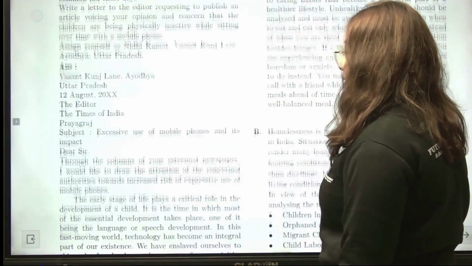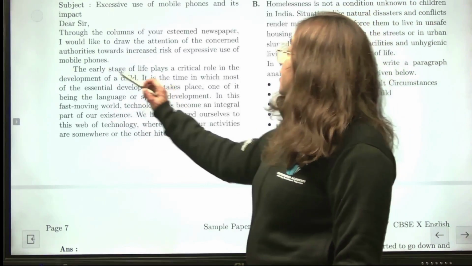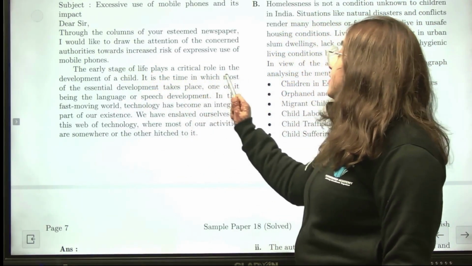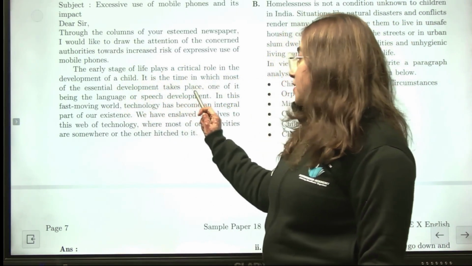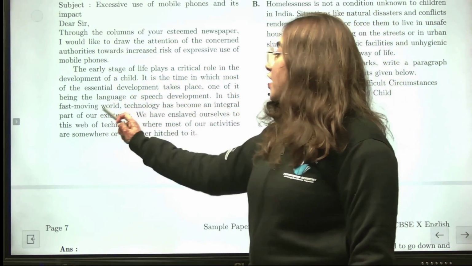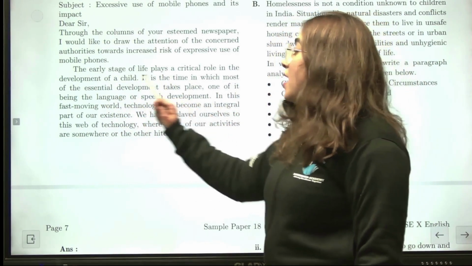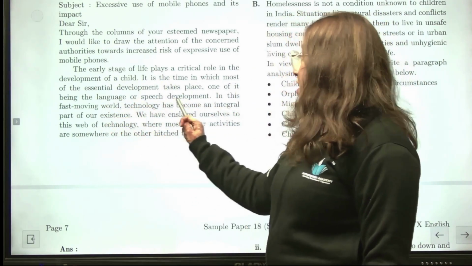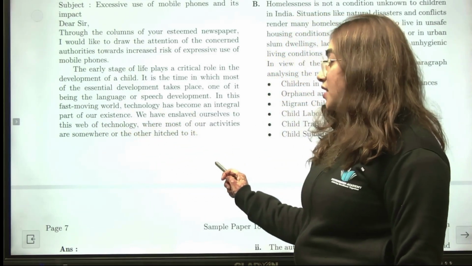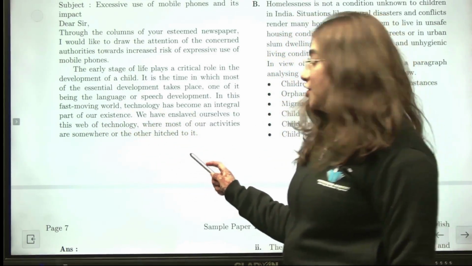Second paragraph की बात करें तो क्या आता है, the early stage of life plays a critical role in the development of a child. It is the time in which most of the essential developments take place. One of them being the language or speech development. In this fast-moving world, technology has become an integral part of our existence. We have enslaved ourselves to this web of technology where most of our activities are somewhere or the other hitched away. ये आपका second paragraph खत्म हुआ.